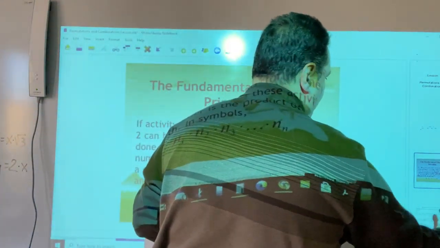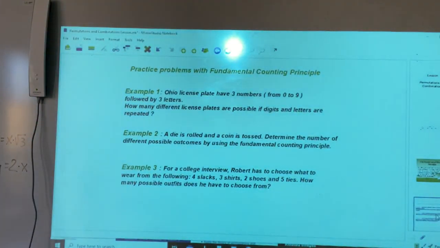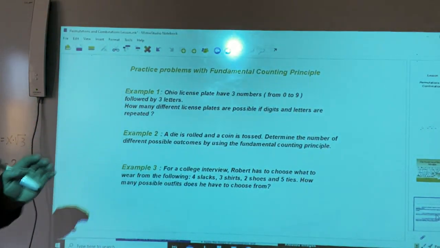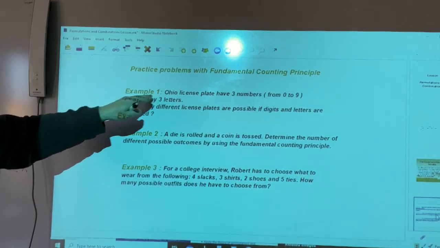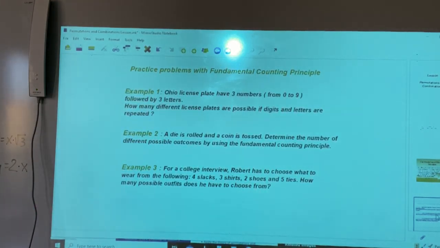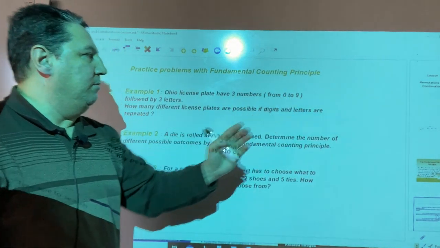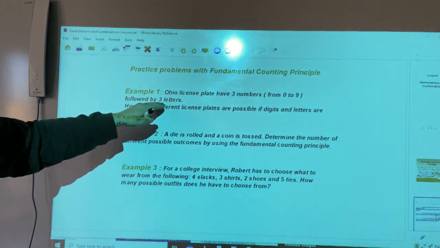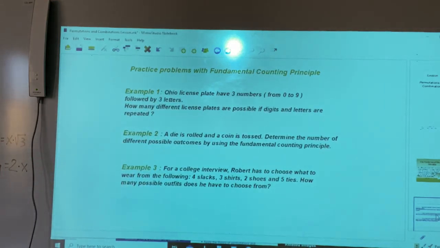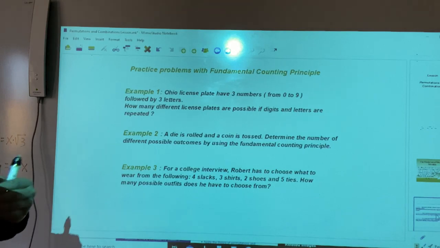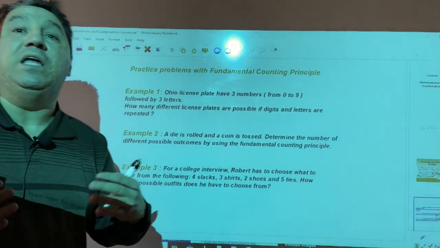Let's have a few examples. For example, here, an Ohio license plate has three numbers from 0 to 9, followed by three letters. How many different license plates are possible if digits and letters can be repeated?